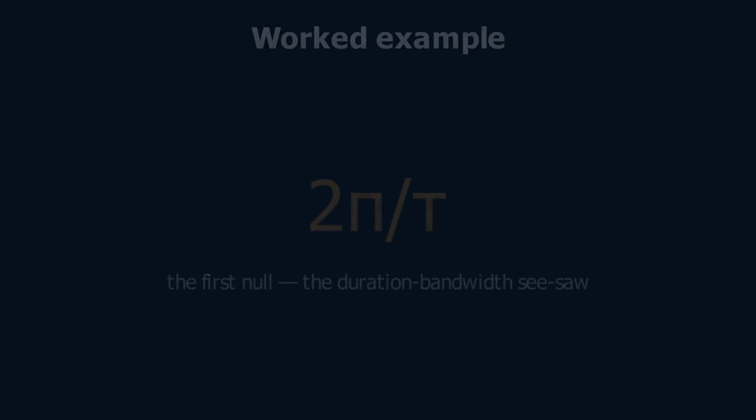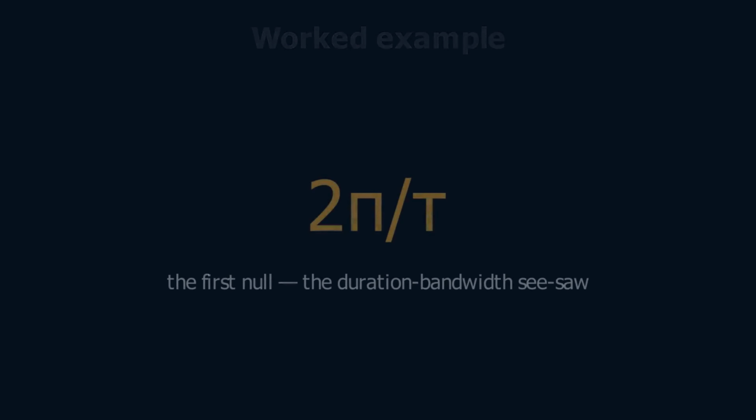The number to remember, 2 pi over tau. The first null of the rectangular pulse, and the cleanest statement of the duration bandwidth trade that rules all of signal design. Next episode, the transform's properties, duality, scaling, modulation, where that seesaw becomes a principle with a famous name.